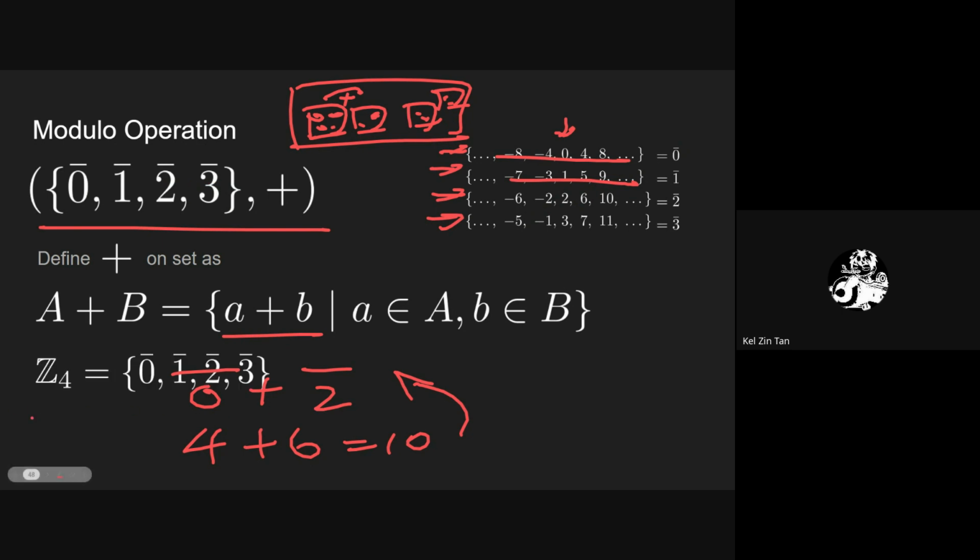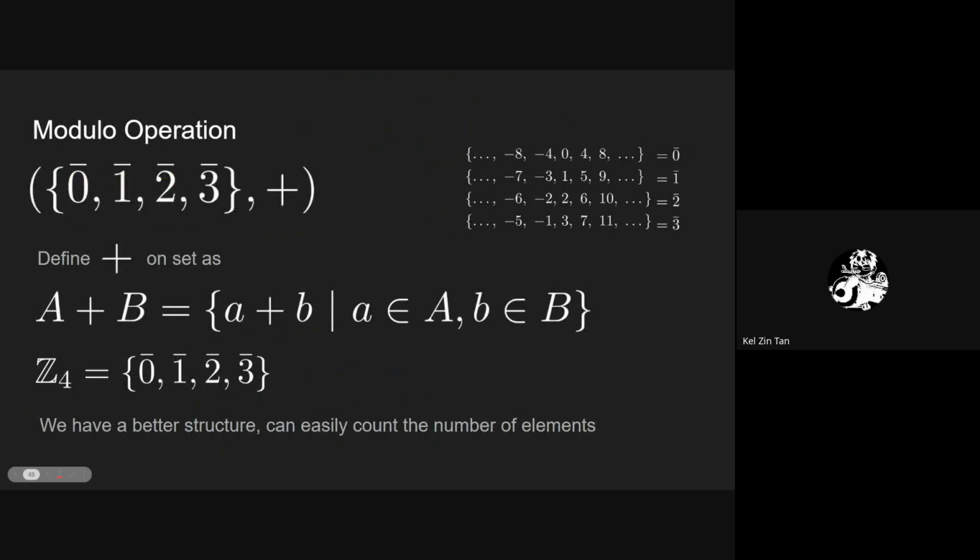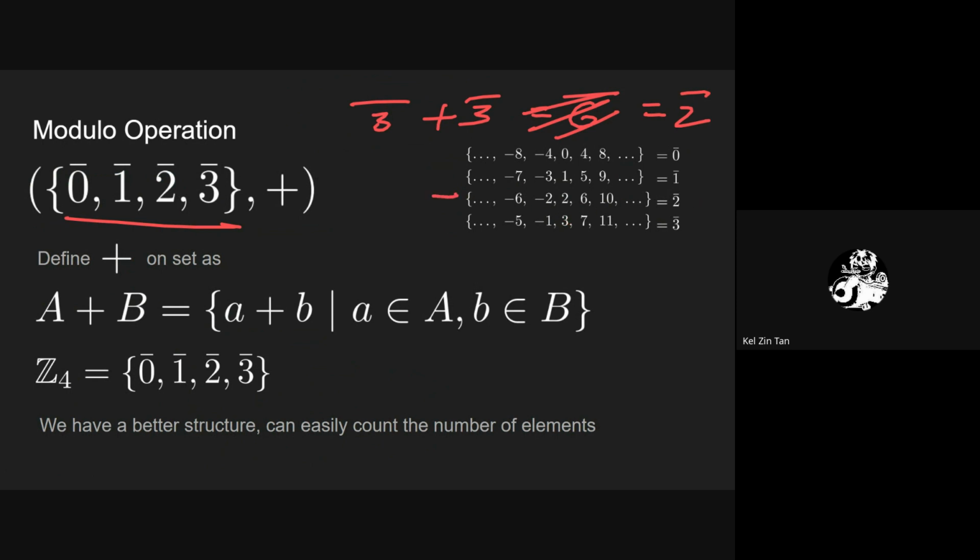Then I call this Z4. And then we can see that this is a better structure, and this is also well defined. Why? Because 3 plus 3 will not be equal to something like 6. This is actually equal to 2. There is no 6 here. The set 3 bar plus 3 bar is equal to 2 bar. Why? Because with our definition of set addition, if you take any element from here and add them, then you can get all the elements here.